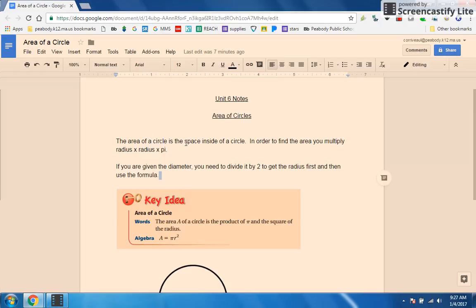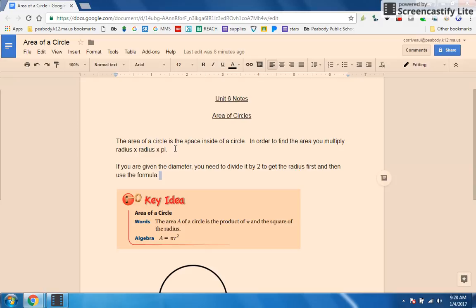So the area of a circle is the space inside of a circle. It's kind of like the same thing with a 2D figure, the space inside. There's a formula for this, just like we had formulas for rectangles, triangles, trapezoids, parallelograms. The formula for a circle's area is, in order to find the area, you multiply the radius times the radius again times pi. And if you remember, pi is always 3.14.